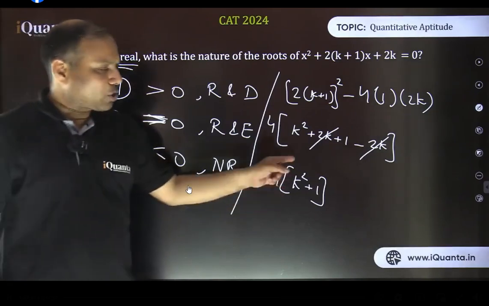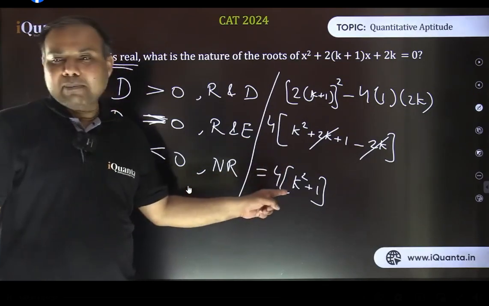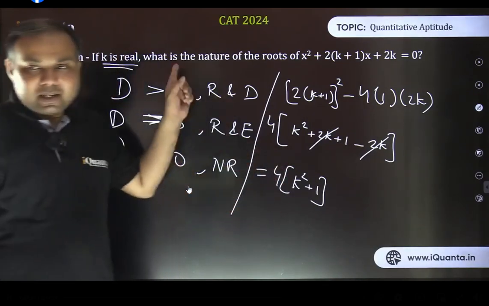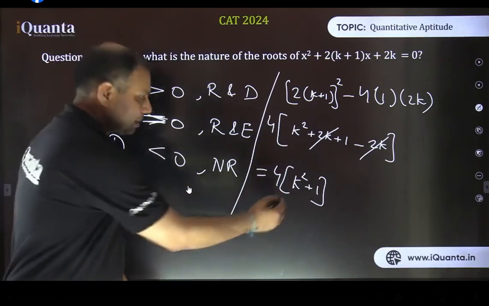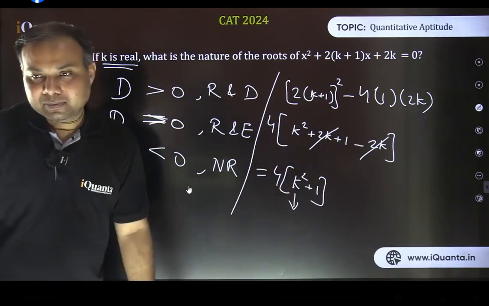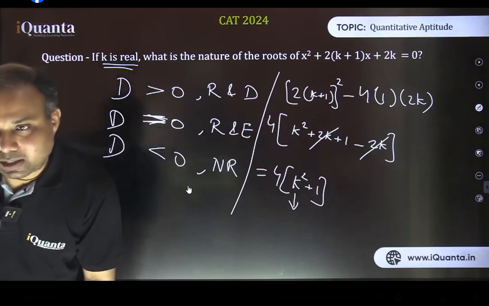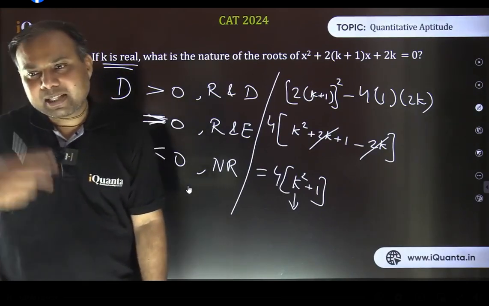Now you tell me, k square, that is square of a real number. What can be its minimum value? I repeat my question. k is a real number, so square of k is the square of a real number. What can be its minimum value? Please tell me. Why do you say 1, Divyansh? Yes, Chinmay, that's correct. It's 0.